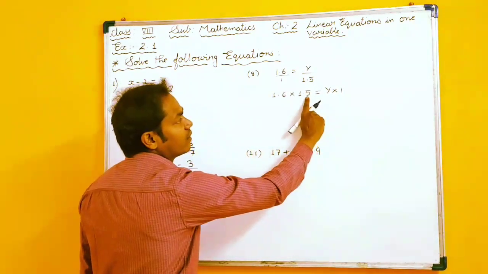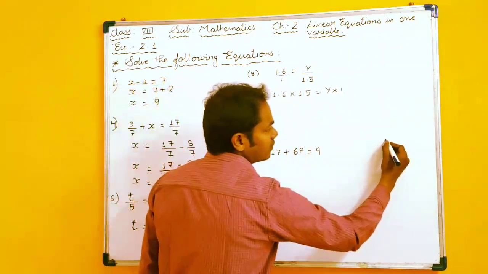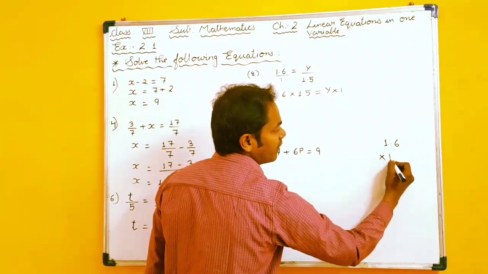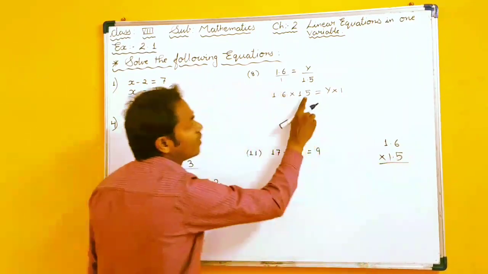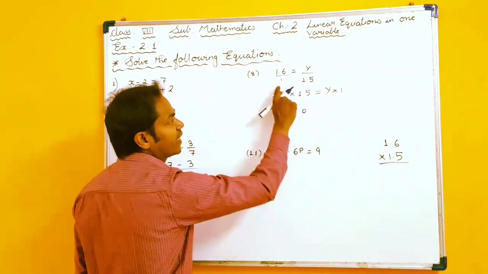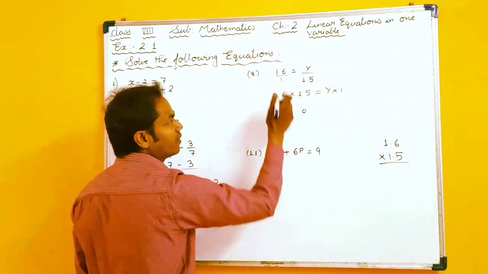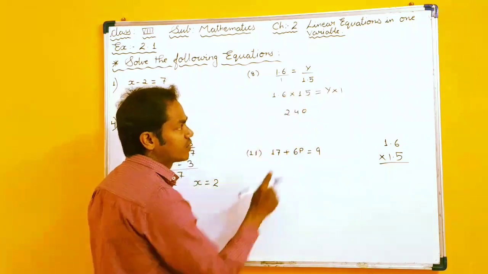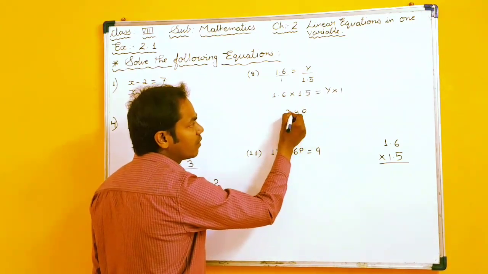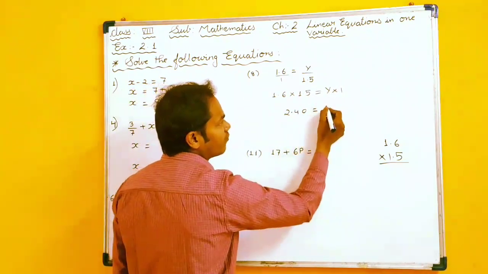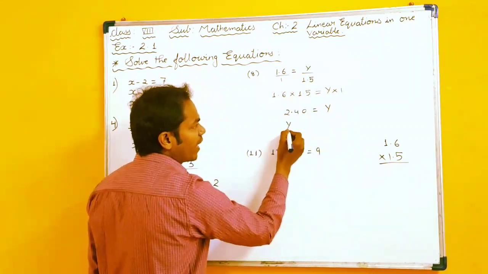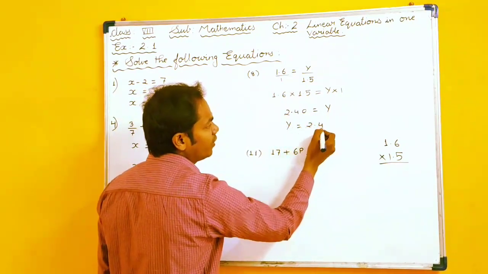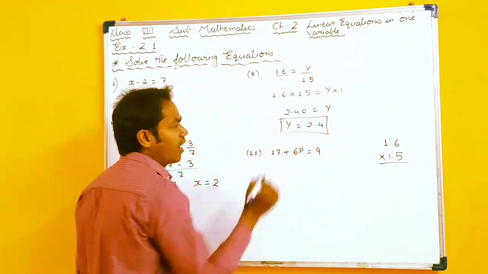Okay. You know multiplication. You can multiply directly also. 15 sixes are 90. Carry 9. 15 ones are 15 plus 9, 24. Two decimal values are there. So after two values, mark the point here, and y on the other side. So y is equal to 2.4. This is your final answer.